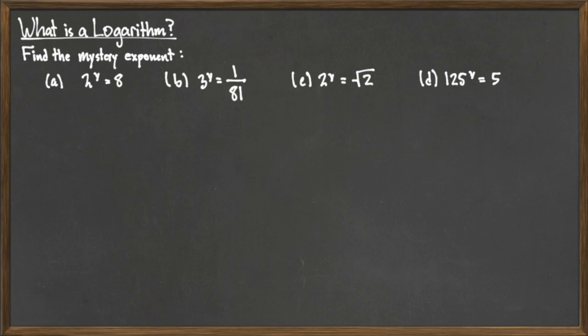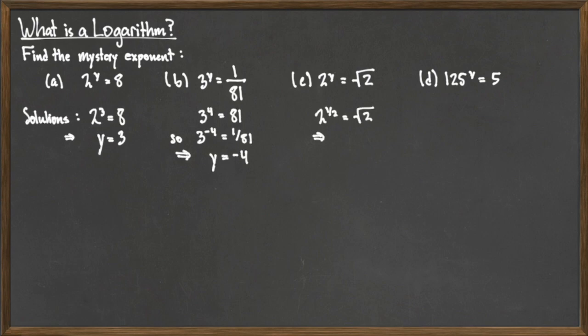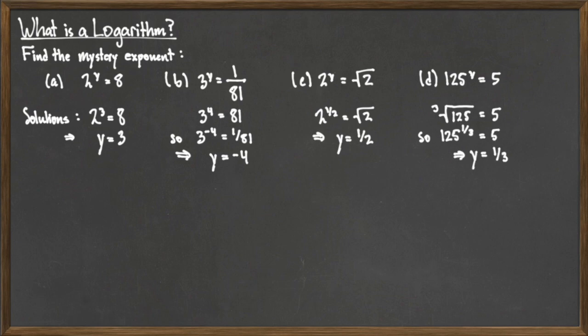Alright, once you've thought about it enough, we'll see that for expression a, y equals 3 makes this true, because 2 to the third equals 8. For expression b, a value of y equals negative 4 will be the one that works. And then for c, y equals 1/2, and for d, y equals 1/3.